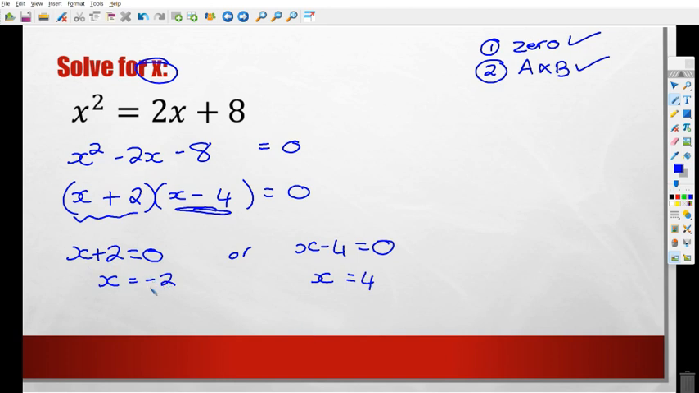If x is negative 2, negative 2 plus 2, that's 0. 0 times anything is 0. Fantastic. If it's 4, we've got 4 plus 2, which is 6, and 4 minus 4, that's 0. 0 times anything is 0.